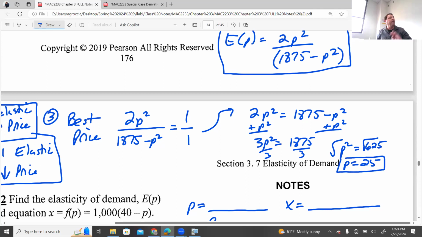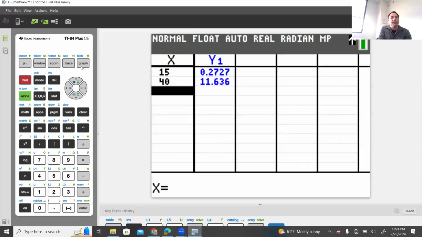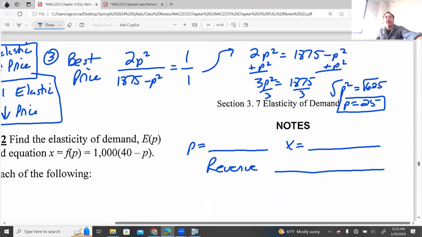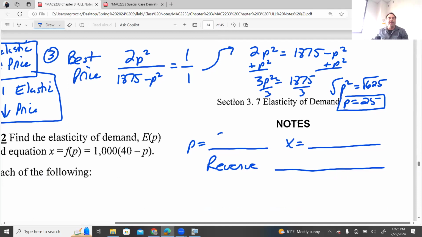But before we move on, can I check that? How do you check it? Yeah, go back and check. So I go back to the table and we plug in 25. And yes, 25 is the best price. Okay. So after doing all this work, we found that for our board game, the best price to charge is $25.